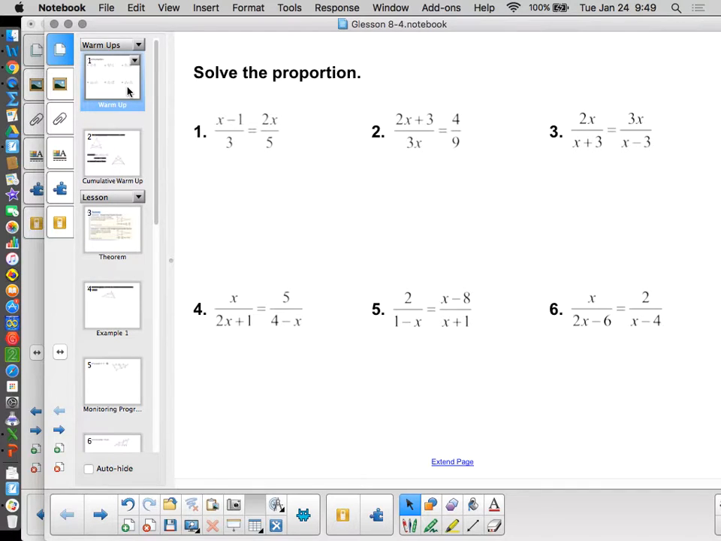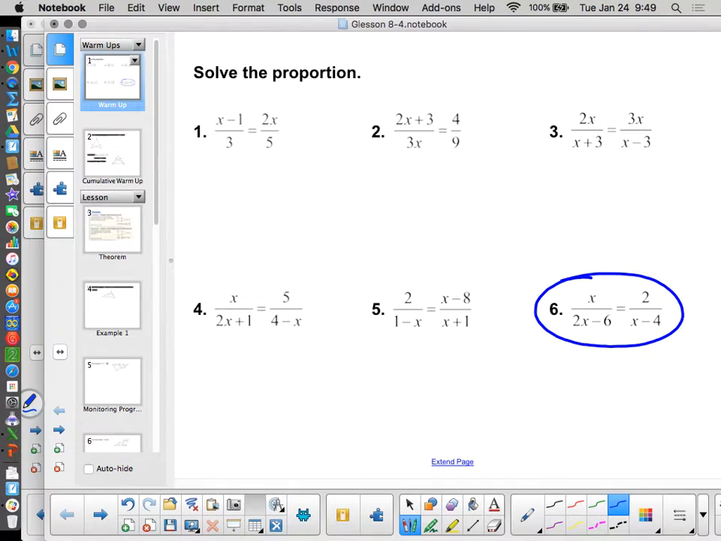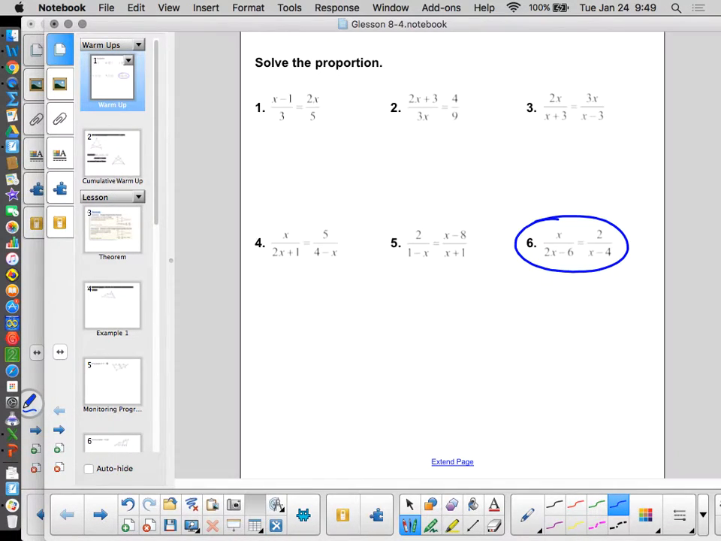I'm going to solve a couple of proportions, and I just want to go over a couple of them for the sake of a little bit of algebra review. Most of these are pretty good. The ones that are going to get tricky are the ones like down here, number 6, because we're going to start doing a lot more algebra work, and sometimes it's going to involve stuff like this.